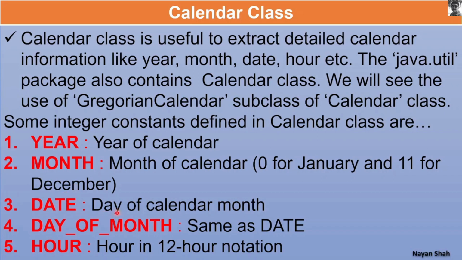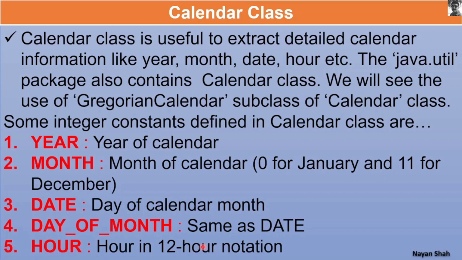Then DATE gives you the day of the calendar month, which day of the calendar month it is. DAY_OF_MONTH, same as date, again gives you the day of the calendar month. Actually it gives you the date. Suppose I say 16th January 2022, then 16 is the answer for DATE or DAY_OF_MONTH.